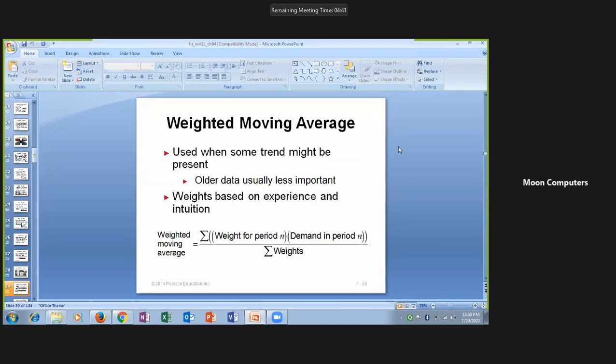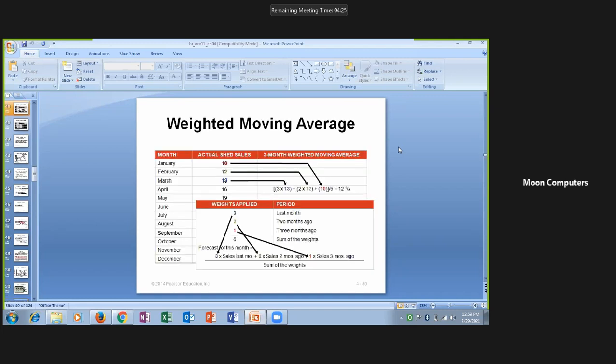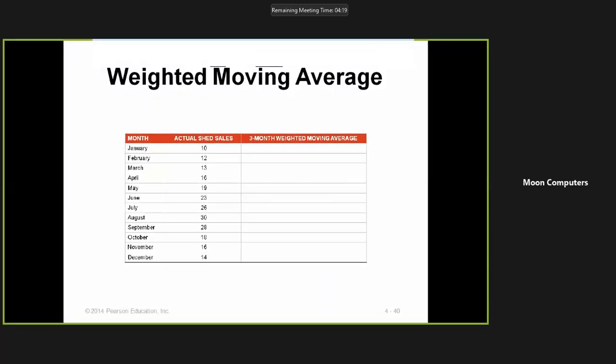So it is again a numerator and denominator. In the numerator, we have the product of the weightage and the period value, and the whole is divided by the sum of the weights. You will understand this better when we take the numerical problem. This is one problem which I would like to share, the same problem which we have solved by the moving average.